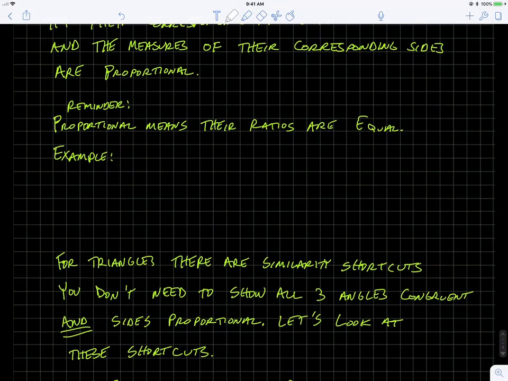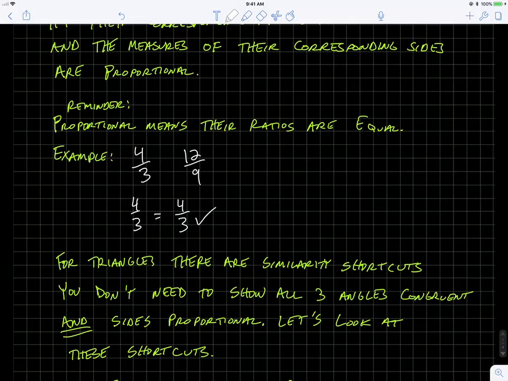So proportional means that their ratios are equal. For example, if I've got two ratios, say 4/3 and 12/9, are those proportional? In other words, are those equal? Well, there's a couple ways you can tell. One way is you can reduce the fraction. So 4/3 is already reduced. 12/9 reduces to 4/3. So those are clearly equal.